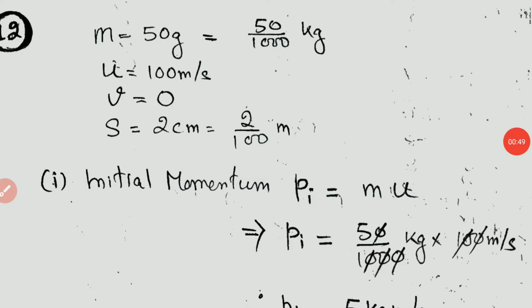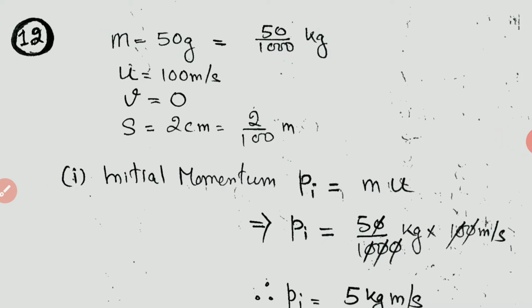Okay, we have come to the solution of number 12. So here what happens, mass given to us is 50 gram. So I have converted this 50 gram into kilogram. Then initial velocity is given, which is 100 meter per second. Final velocity is 0. And distance moved in the wooden block is 2 centimeter, which is 2 upon 100 meter.